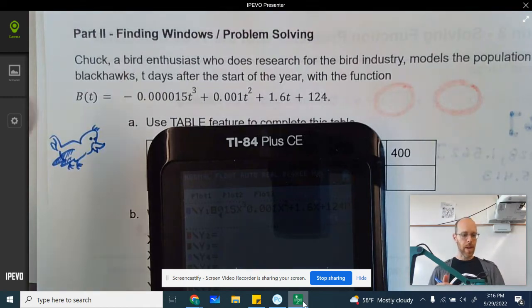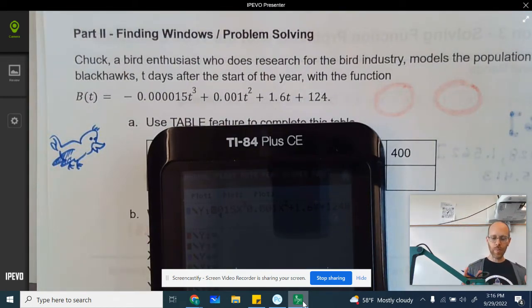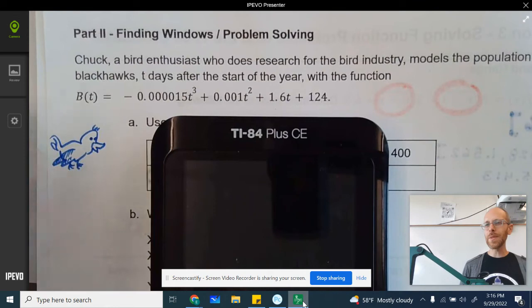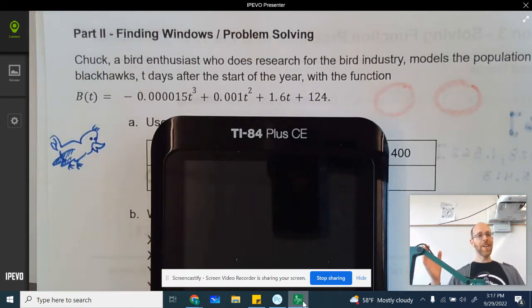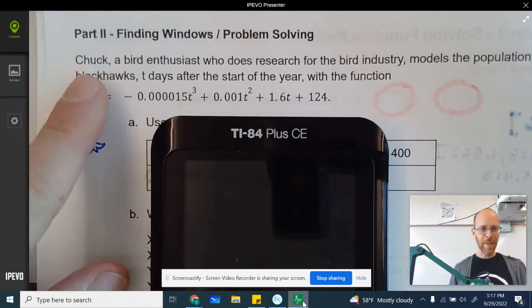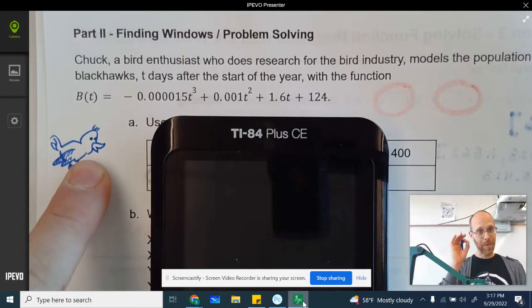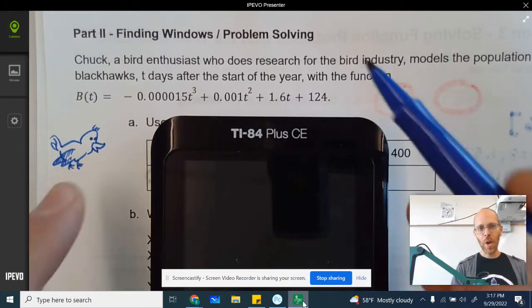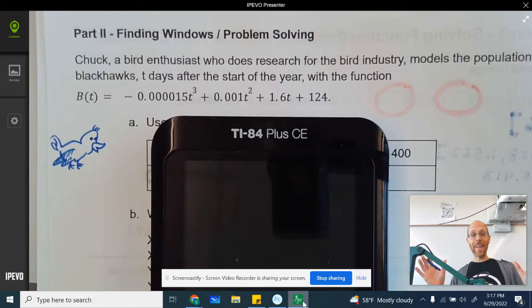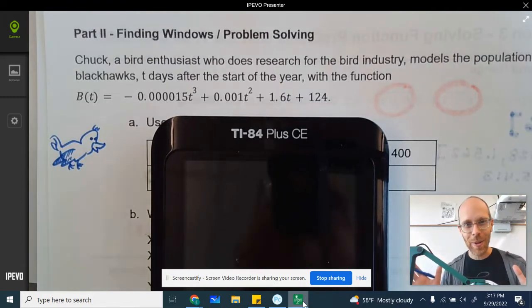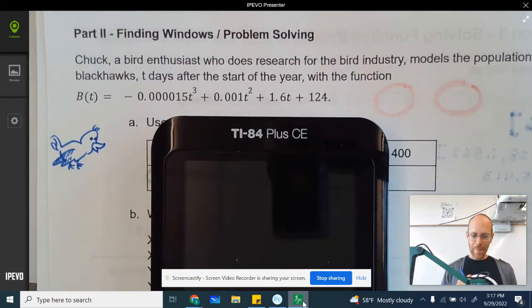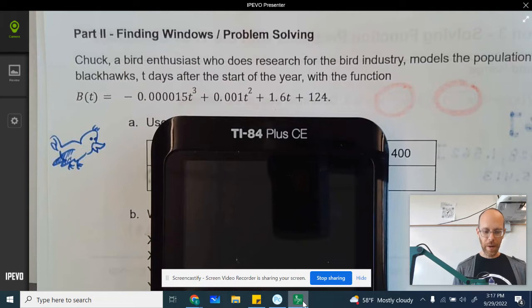Hey, Blackhawks, we're now looking at part two, finding windows and problem solving. Read the problem to yourself as I read it aloud. Chuck, a bird enthusiast, I even drew a bird right here just to really nail the point home, who does research for the bird industry, which you may not have known exists, but it does, models the population B of Blackhawks T days after the start of the year with this function right here.